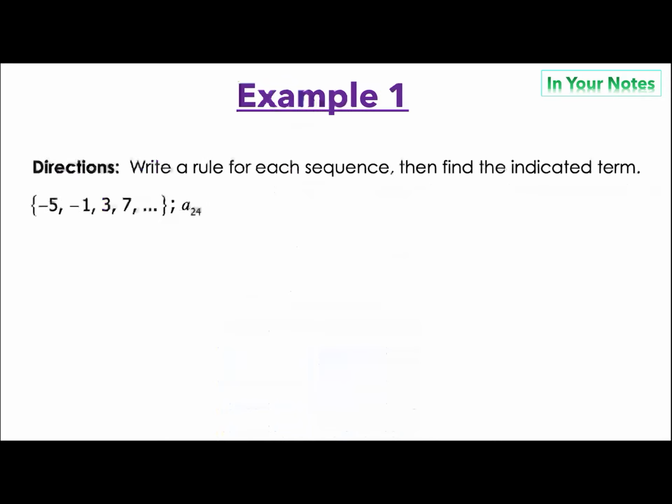So we're gonna go right into an example, and every example you do today, I want you to put it in your notes so that you can use it for tomorrow's assignment. There are 4 examples today. Our first example says, write a rule for each sequence, then find the indicated term. So here's the sequence they gave us: -5, -1, 3, 7. First, we have to figure out what that pattern is, and then it's asking us to find the 24th term.